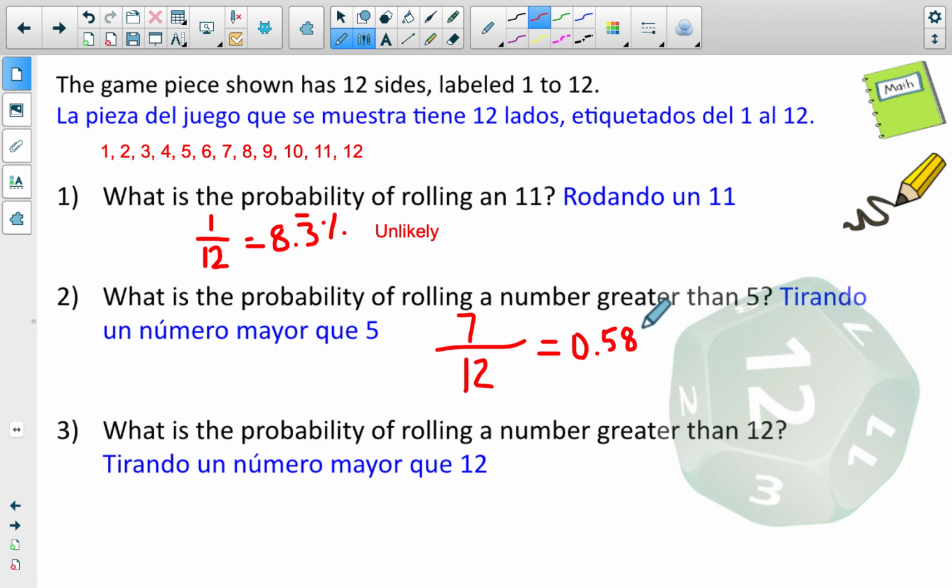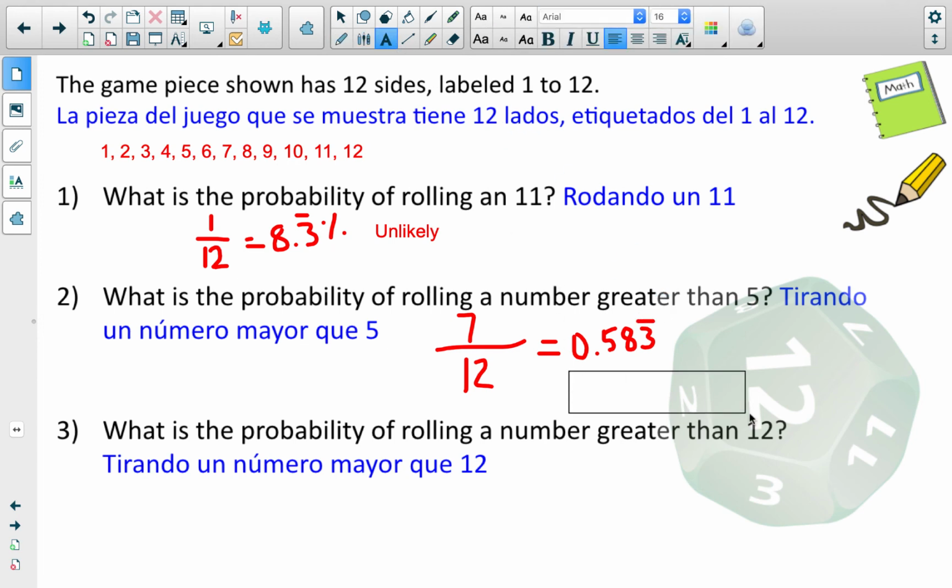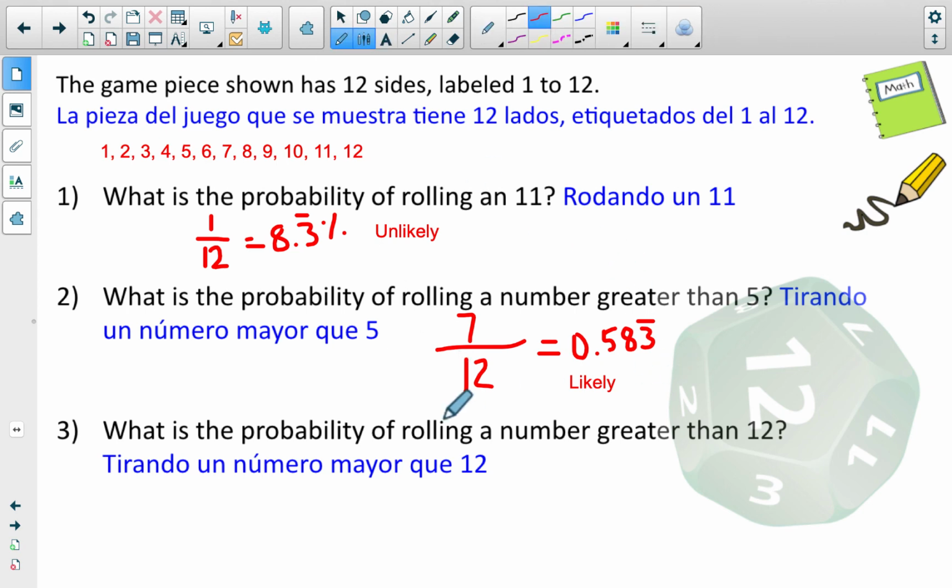So, this is likely, but it's only slightly likely. Because it's likely because it's greater than 50%, right? 6 out of 12 is 50%. So once we go beyond that 50%, it is more likely than not, but it's not incredibly likely. It's just a little bit above 50%.